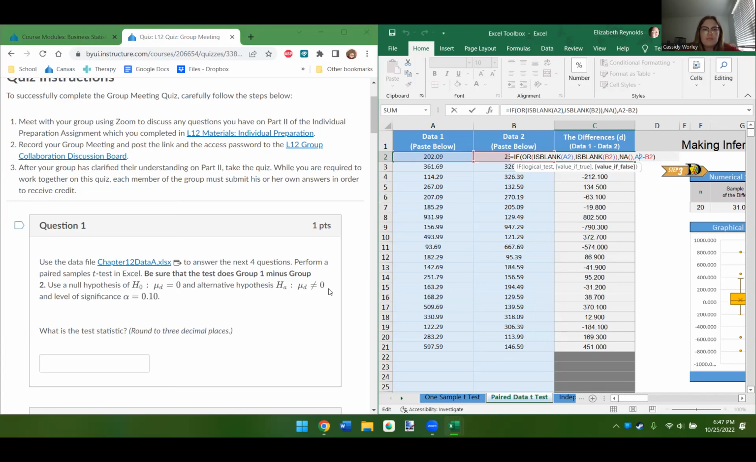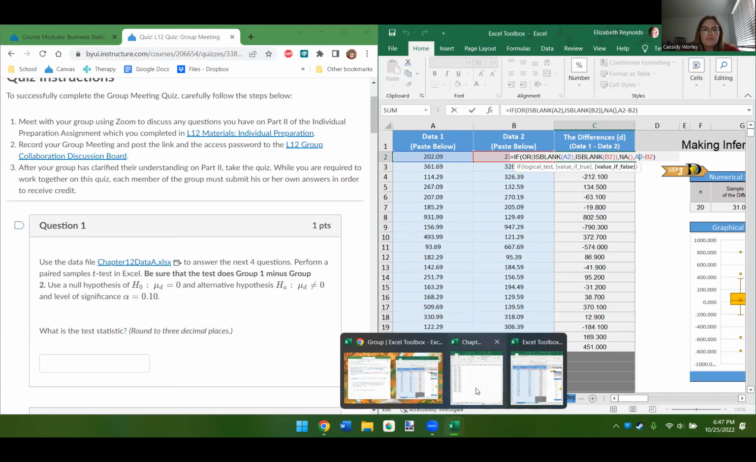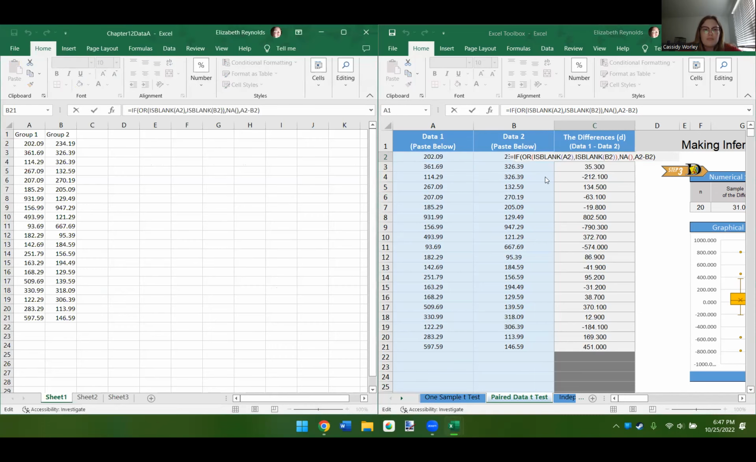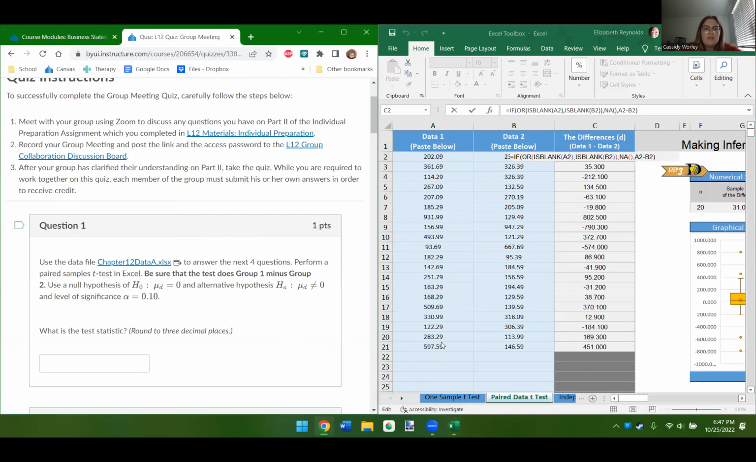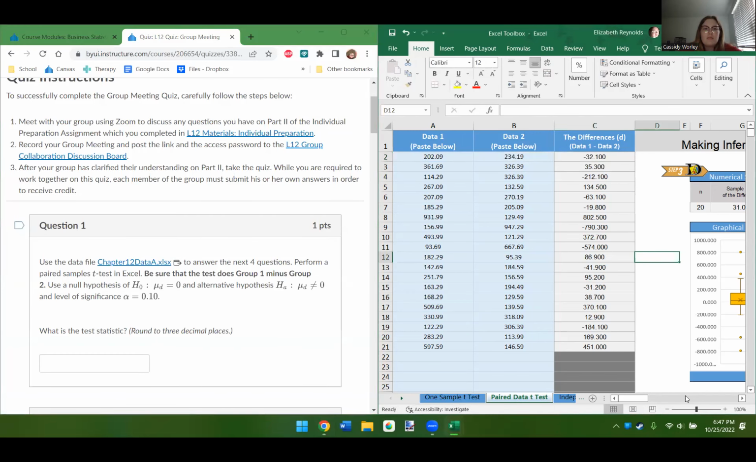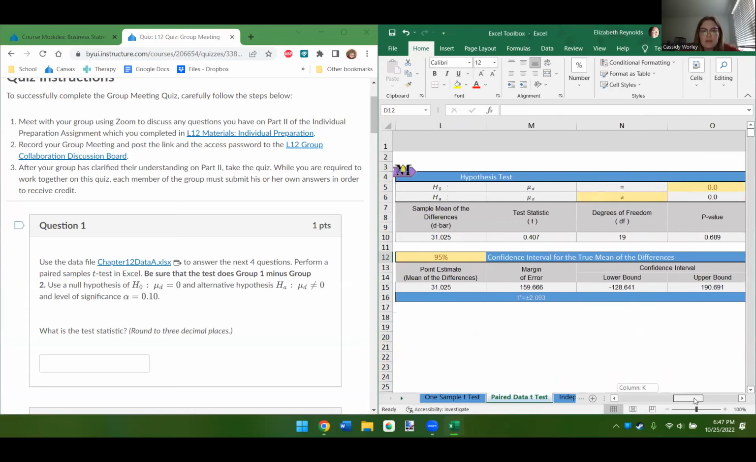So this has all of my data just to compare. Group 1 was 202, 361. So this is group 1 minus group 2. Okay, that makes sense.